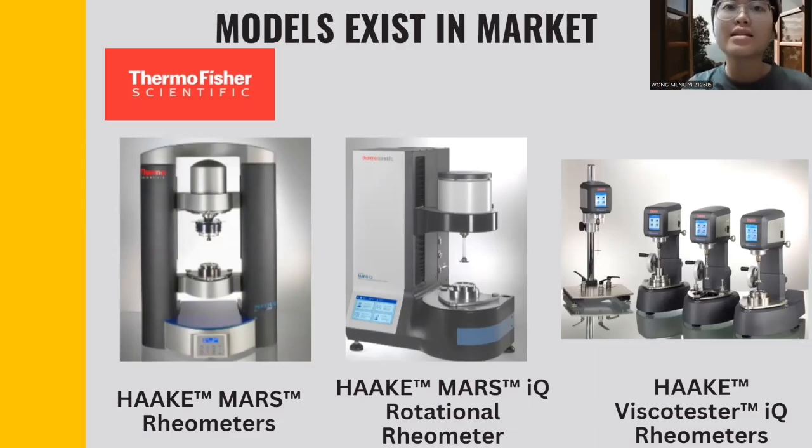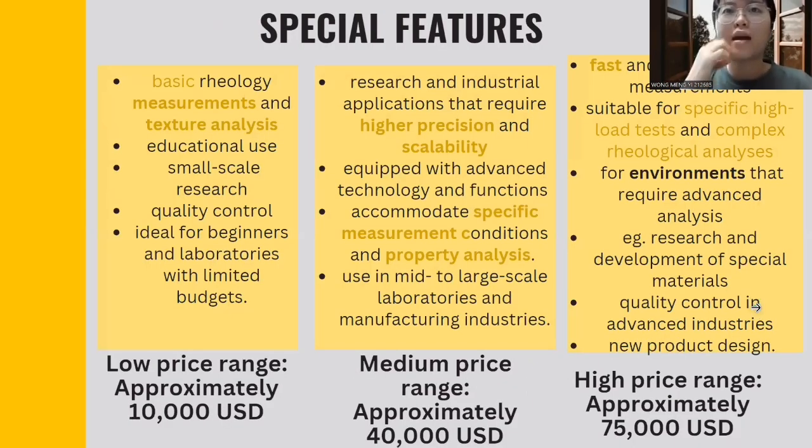And now let's move to the next part. What are the special features of the rheometer? They can vary based on their price range. So the low price range rheometer is used for basic rheology measurements and texture analysis. It is suitable for application use, small-scale research, and quality control. With its simple operability and minimal functionality, this is ideal for beginners and laboratories with limited budgets.